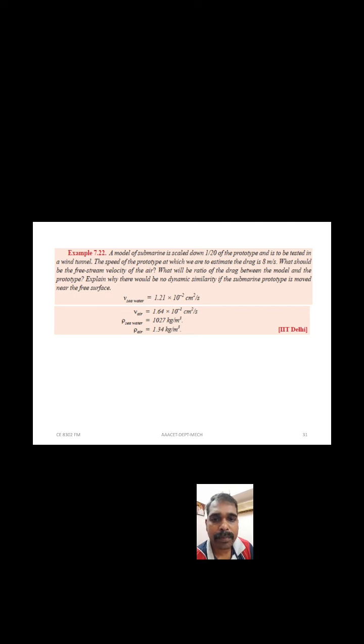A model of a submarine is scaled down 1 is to 20 of the prototype and is to be tested in a wind tunnel. The speed of the prototype at which we are to estimate should be the free stream velocity of air. So we need to find the free stream velocity of air. What will be the ratio of the drag between the model and the prototype? Explain why there would be no dynamic similarity if the submarine prototype is moved near the free surface.